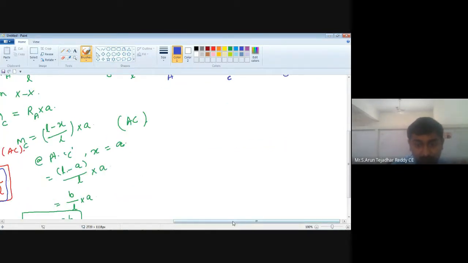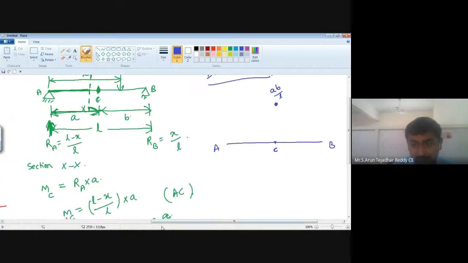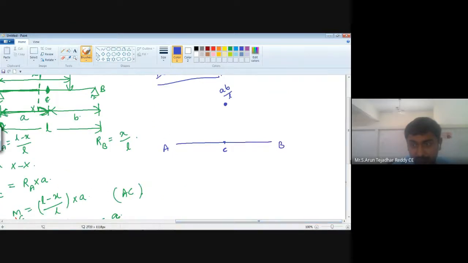Now coming to the right portion, our unit load is acting on the right portion. Here also MC is equal to AB by L. So we got a positive value, the same value. Now join these points. Yes, this is our ILD for bending moment.